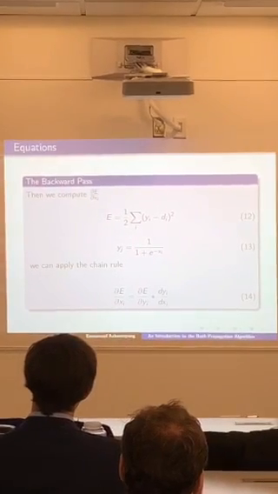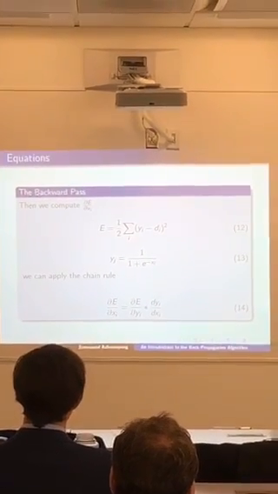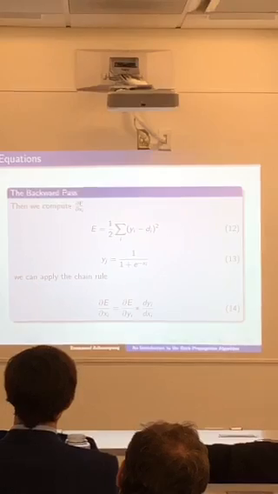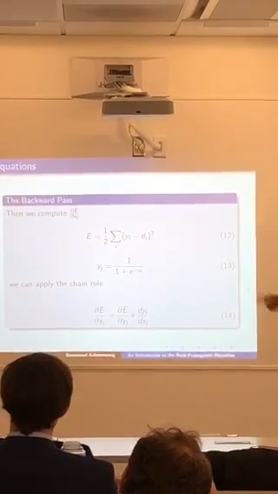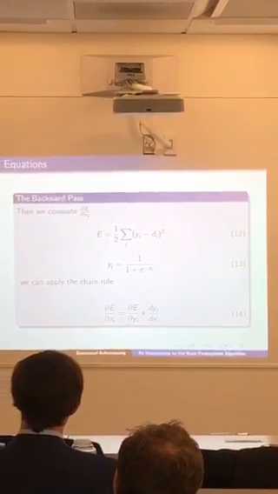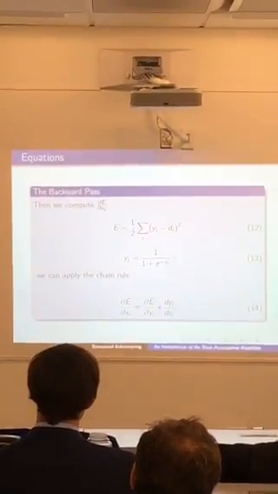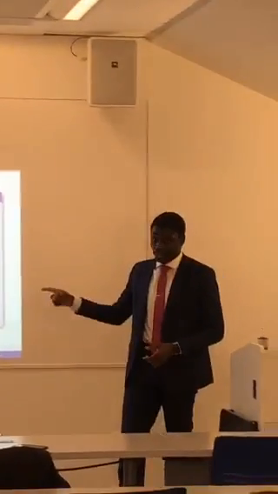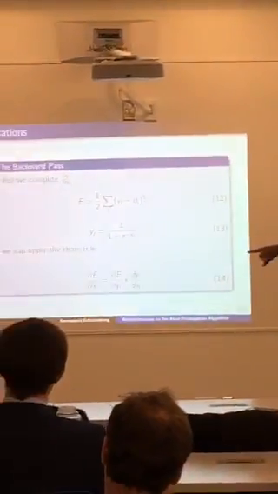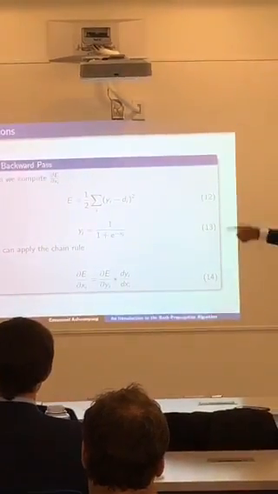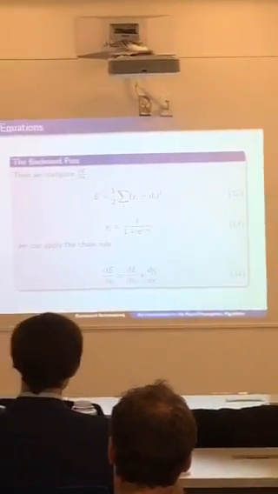Then again, we realize that xi is a variable in yi. So if we want to find the partial derivative of e with respect to xi, we can again apply the chain rule, where the partial derivative of e with respect to xi is equal to the partial derivative of e with respect to yi, which we know, times dyi over dxi, which we can figure out.